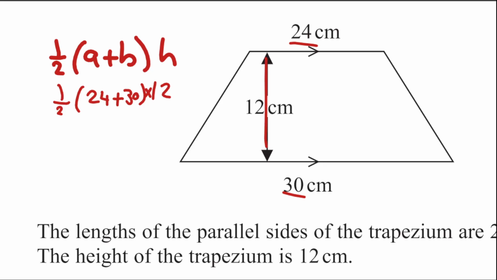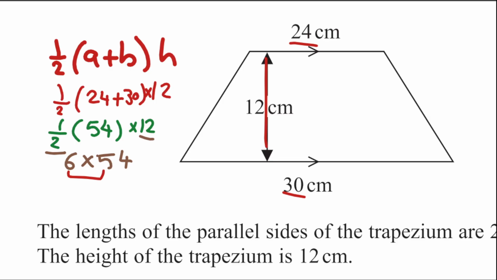Very good. Let's solve. So it's equal to a half times 24 plus 30 is 54 times 12. That's very good. Now what I will do is I'll do half of 12. We can do that. So half times 12 is 6, because it's just half of 12, times 54. Now what's 6 times 54? This is a calculator, so just plug it in your calculator, but I'll do it mentally. So 6 times 50 is 300, and 6 times 4 is 24, so it's 324.